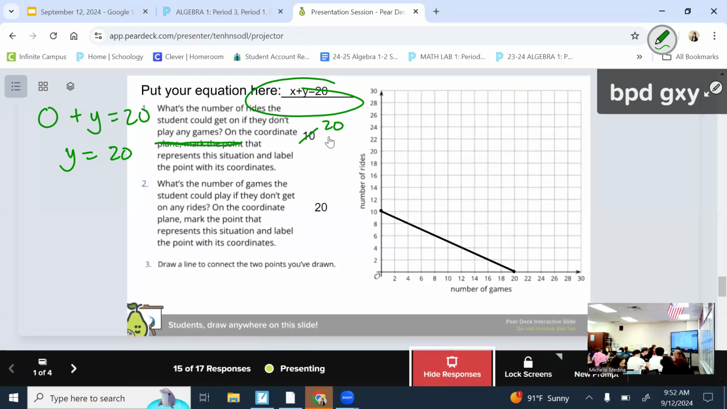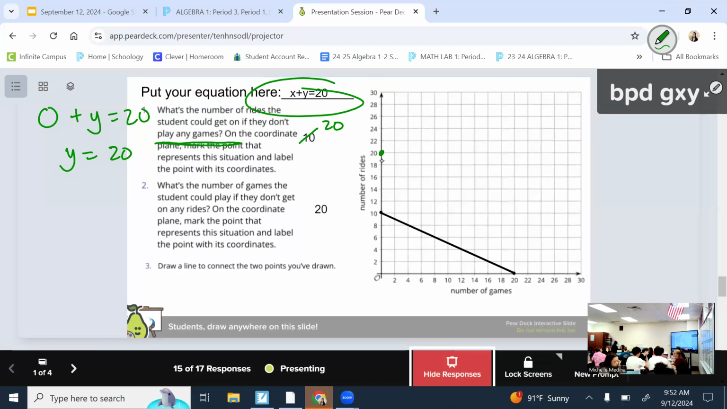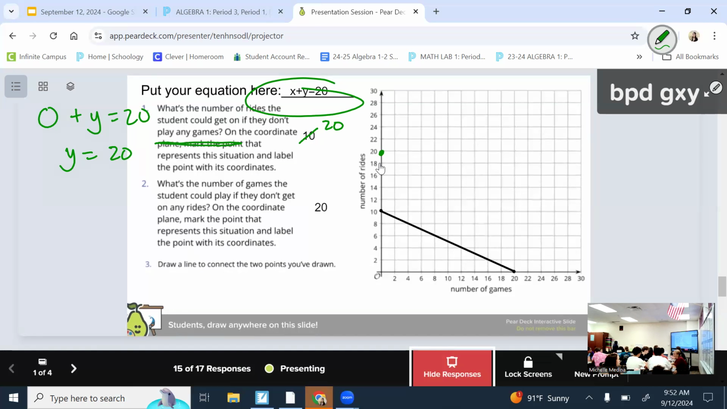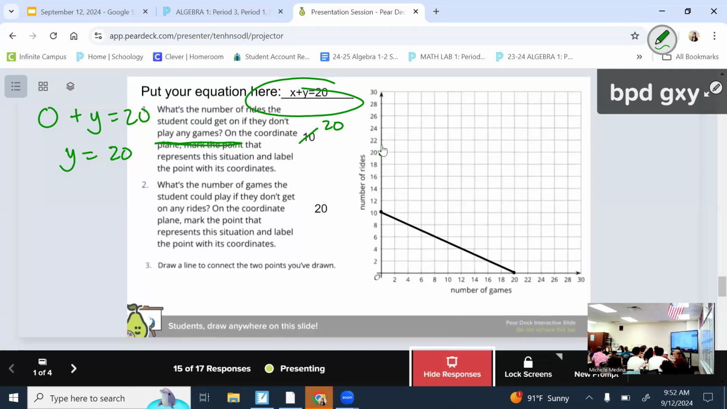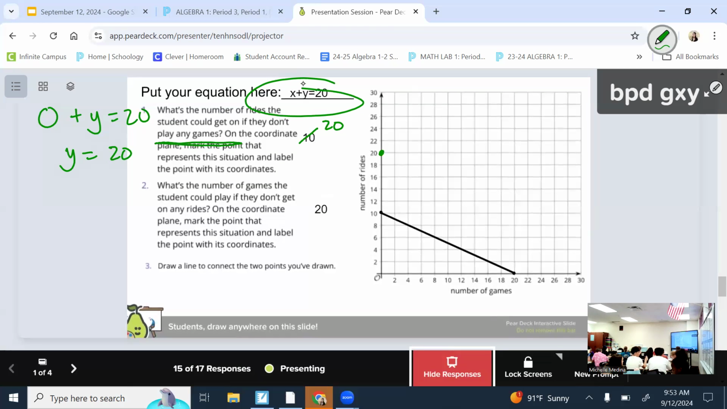And then that would be marked here on the y-axis, as the y-axis is the number of rides. It would be at the 20 when they play 0 games. So adjust that, whoever had this, you can delete your line and adjust it. But that would be this situation. Questions on that? Does it help you with whatever equation you had? If they play 0 games, then the X has to be 0.